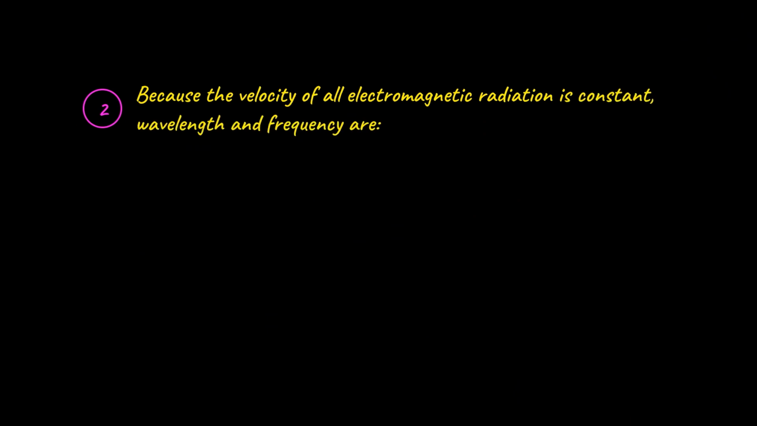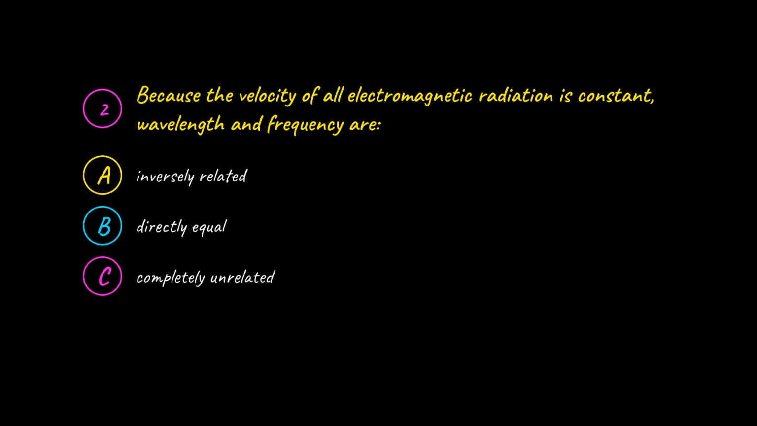Question 2. Because the velocity of all electromagnetic radiation is constant, wavelength and frequency are. Your options are A. Inversely related. B. Directly equal. C. Completely unrelated. D. Always identical. Take a second. Which answer would you pick?